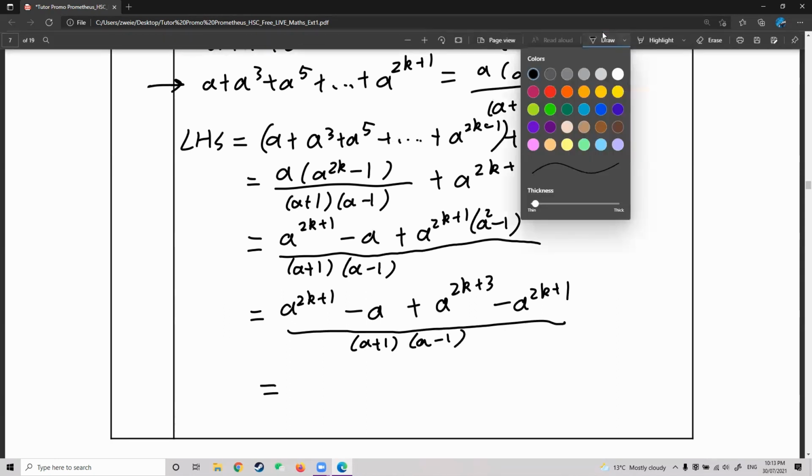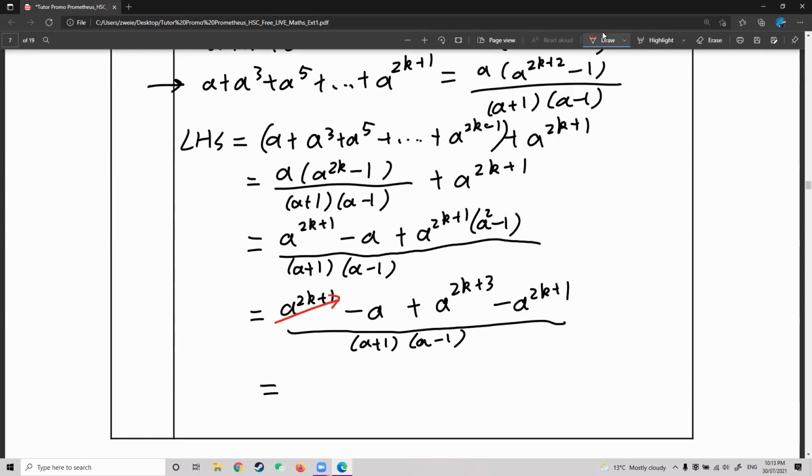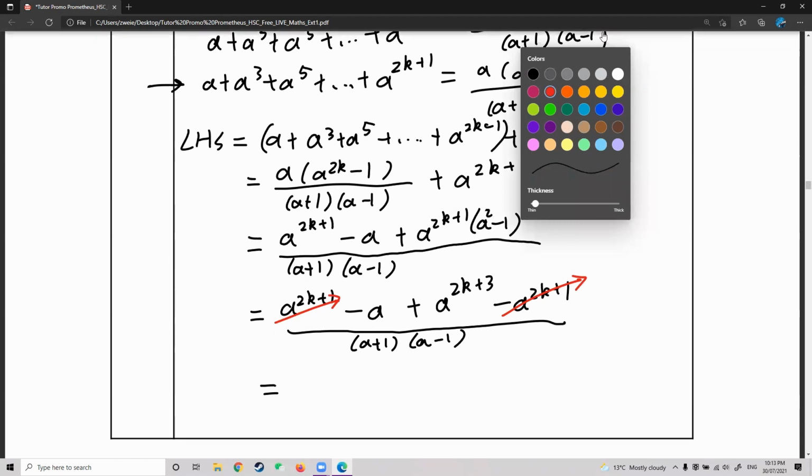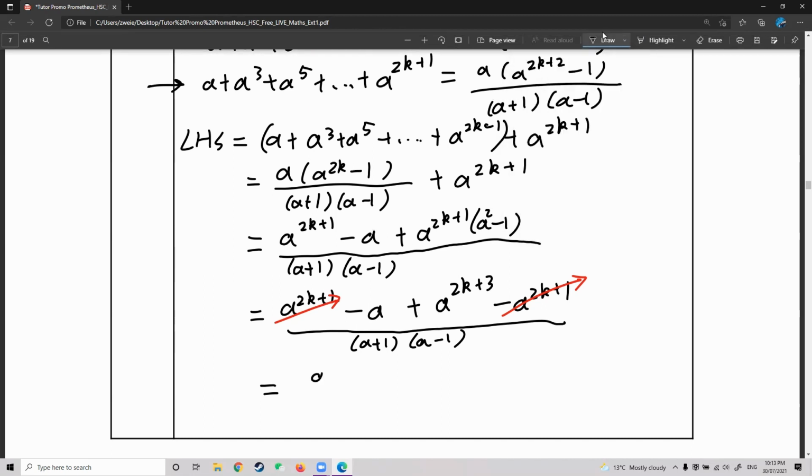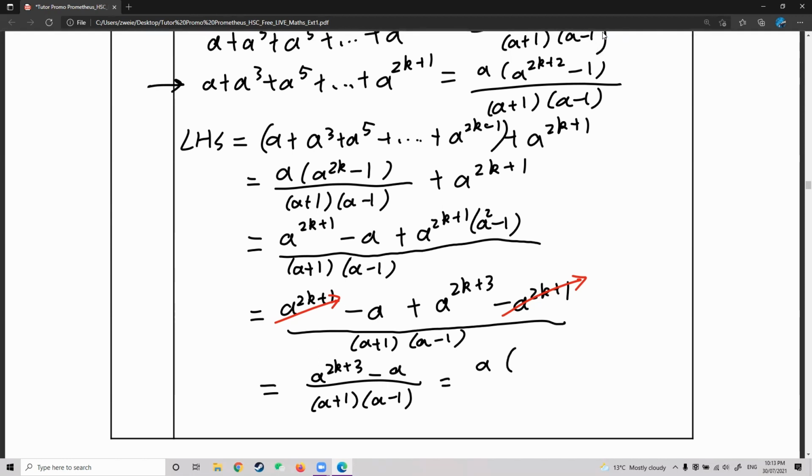And I will be able to cross out a_{2k+1} and minus a_{2k+1}. I'll be left with a_{2k+3} minus a over a plus 1 and a minus 1. So I get, factorizing a out, a_{2k+2}−1 over a plus 1, a minus 1, and essentially that is my right-hand side.